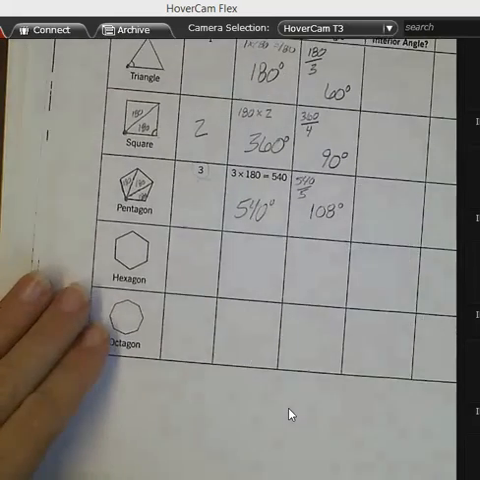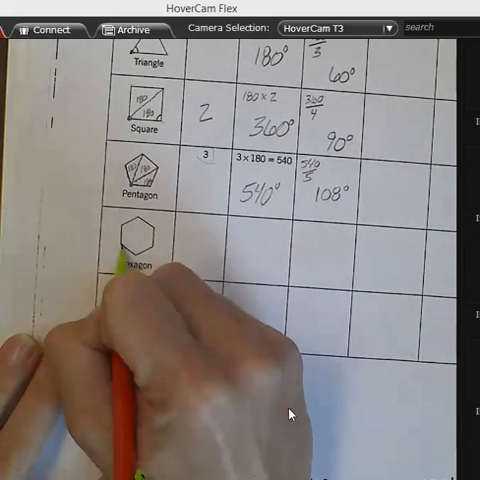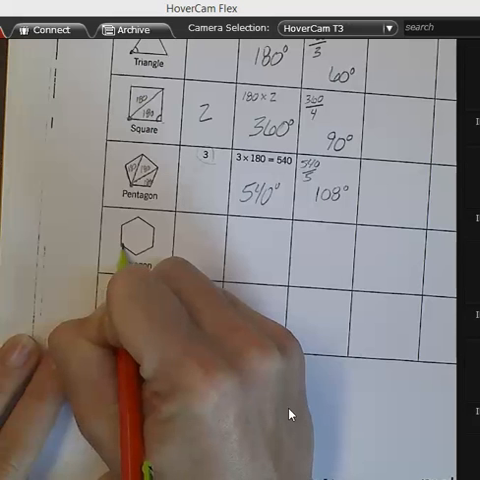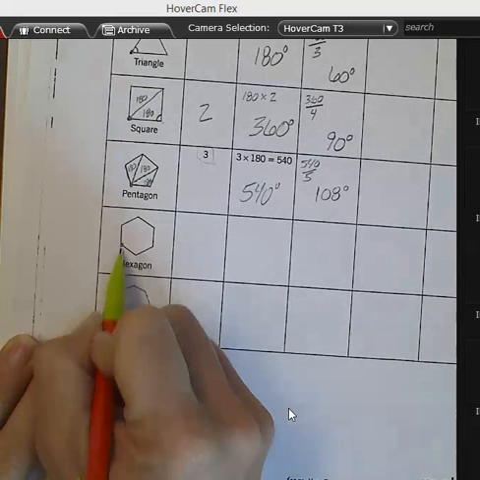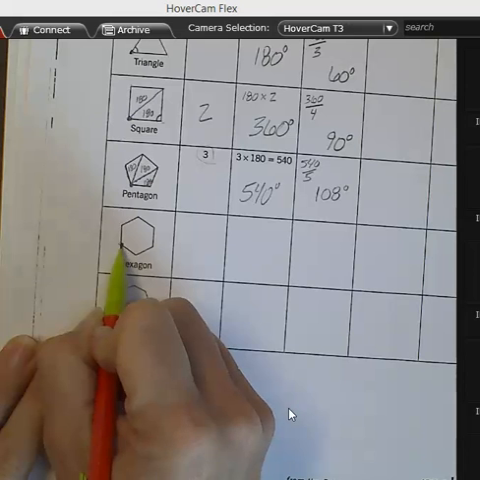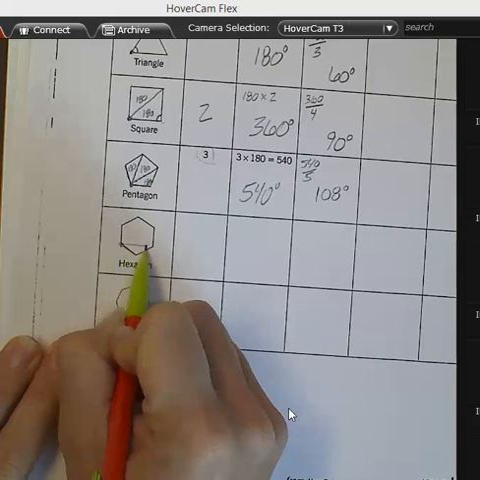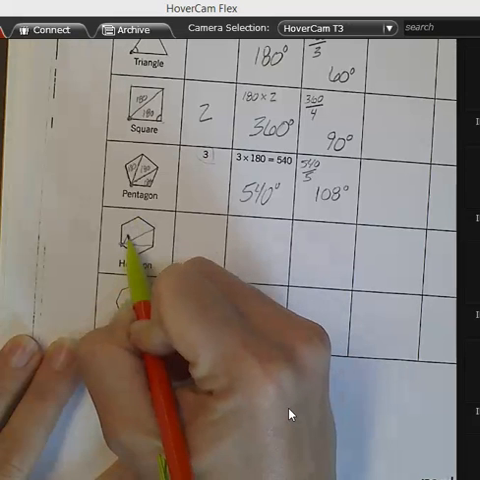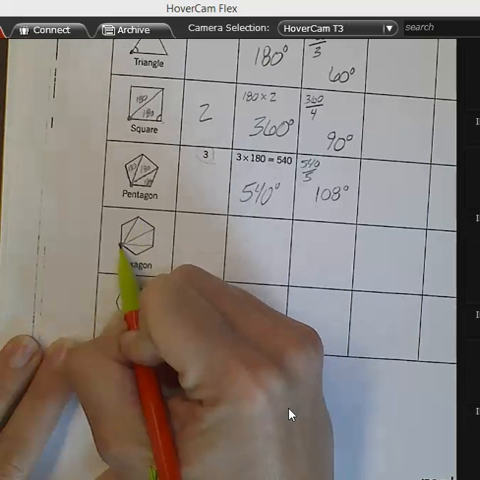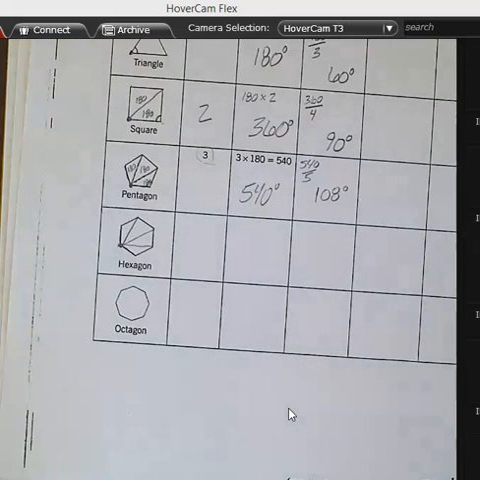Let's see. A hexagon has how many sides and how many angles? 6. And so I pick a vertex. That one's a side. That one goes across the triangle, across the triangle, across the triangle. Oh, it's just another side. How many triangles have we created? 4.